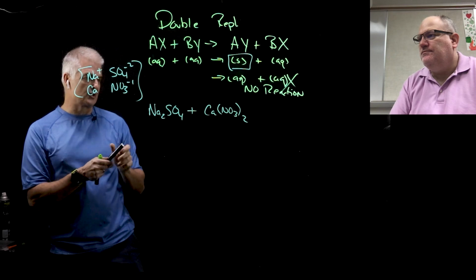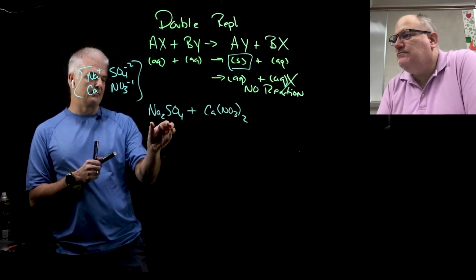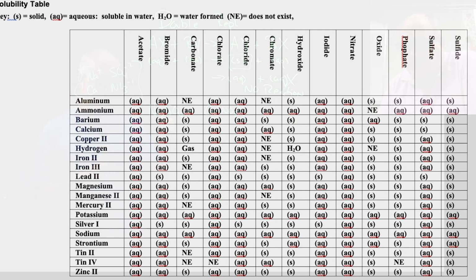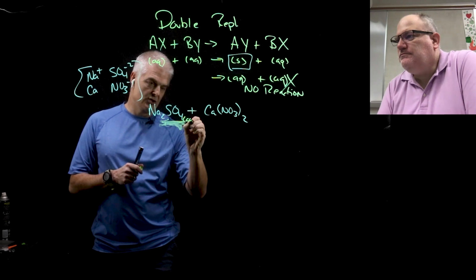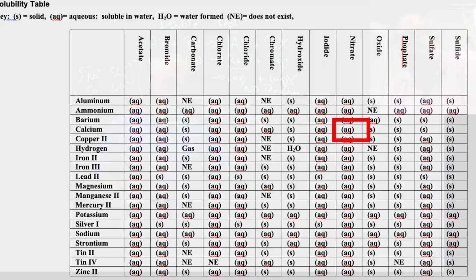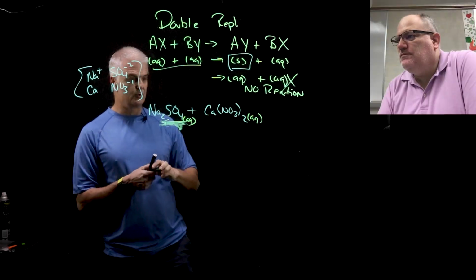Now, the first thing I want to do is check their state of matter. So first of all, let's check and see what their state of matter is. Sodium sulfate, if you look at the table, it is AQ. And actually, technically, we would write it AQ here. And then calcium nitrate is also AQ. So potentially, we've got to make at least one solid. And now we're going to trade partners, do-si-do, right?